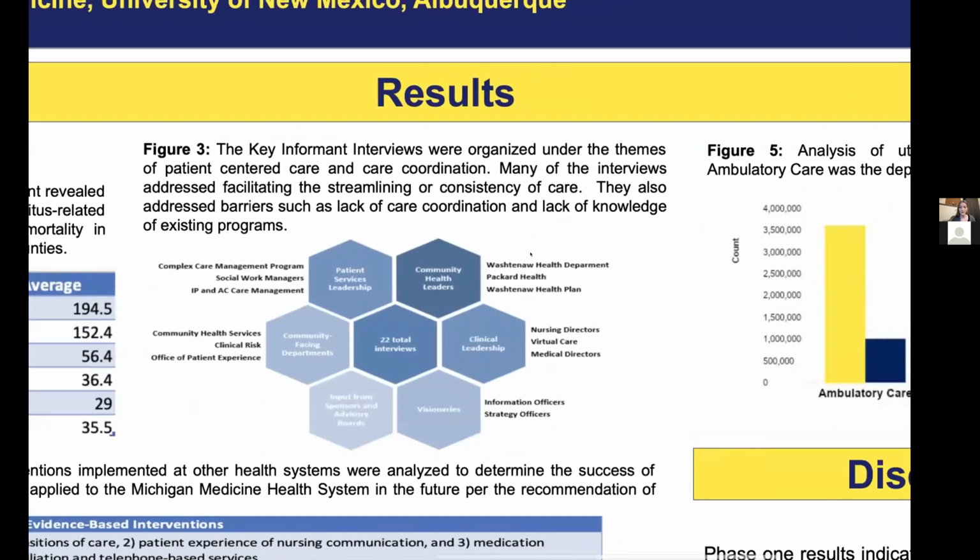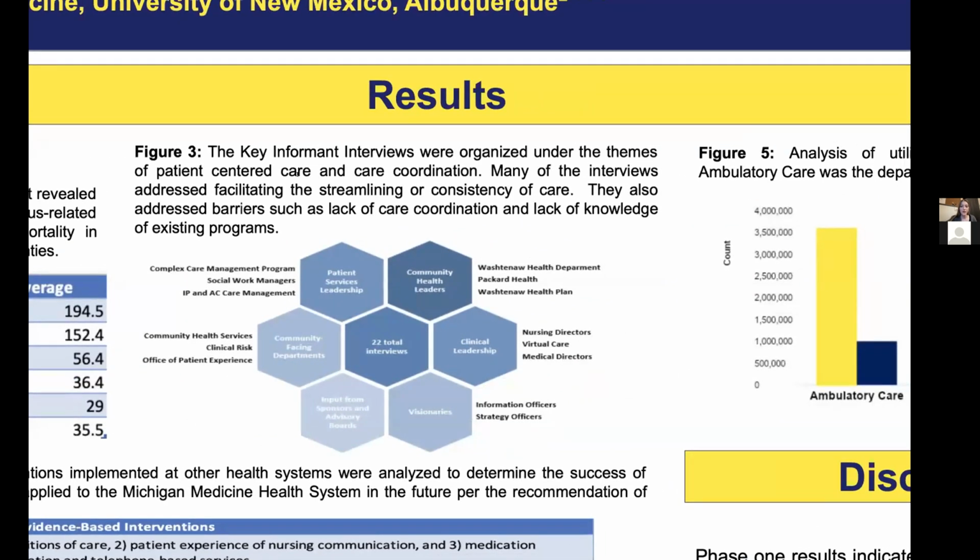Yeah, this one was from the project actually. This is the key informant interviews. We held 22 total interviews in the key informant section. These are the different leaders that we felt had a say or input or would have some good advice on how they've changed their health system. We had some from Michigan Medicine and other health systems that we thought would be able to give good advice or tell us the failures or successes of different interventions.